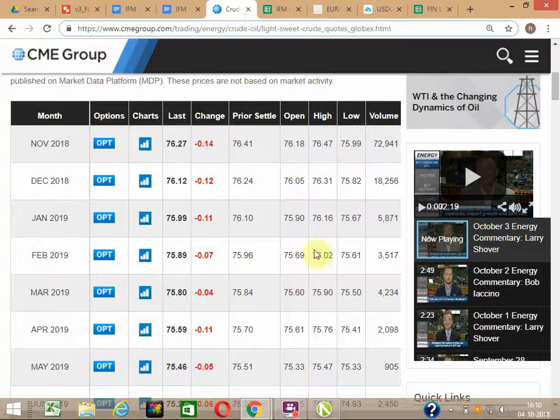Let's look at this now. You have seen this earlier on the bar chart page. You can see all the different delivery months for crude oil, and all the different prices for the different months. Let's do a recap of what we discussed earlier. So Nagpal, if this is the crude oil futures curve, is it in backwardation or contango?